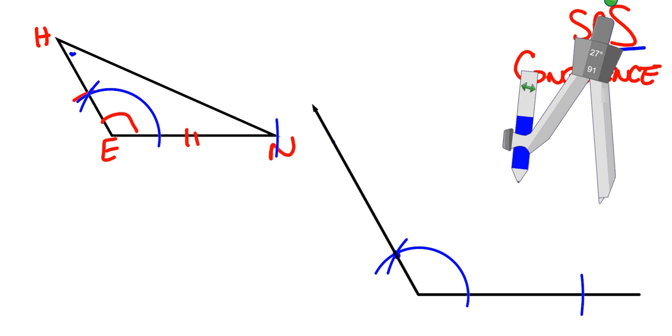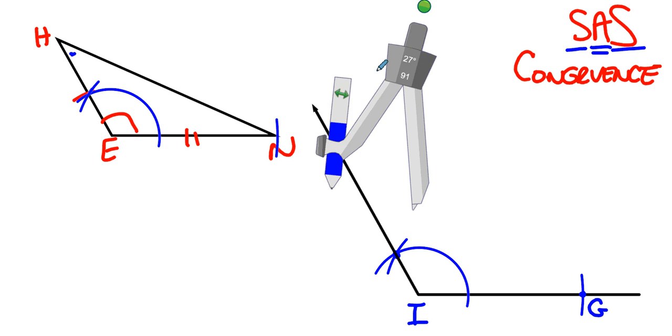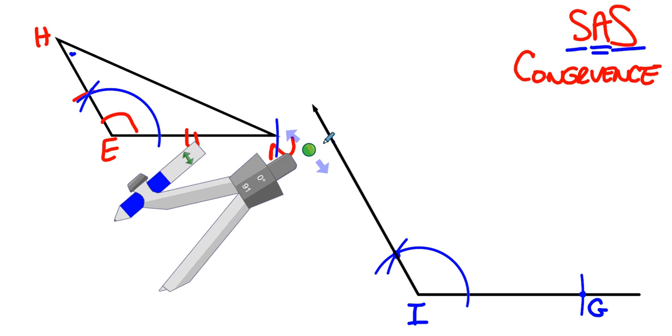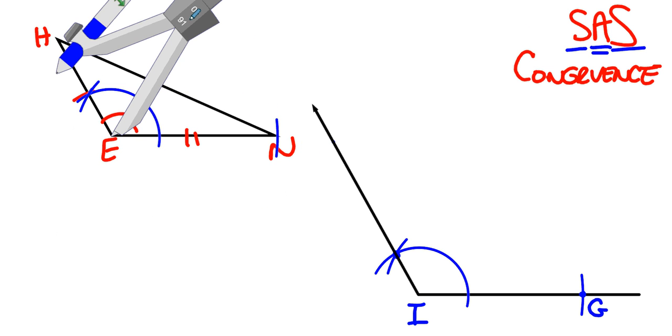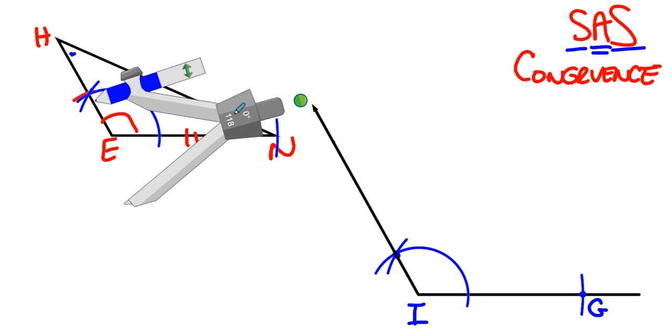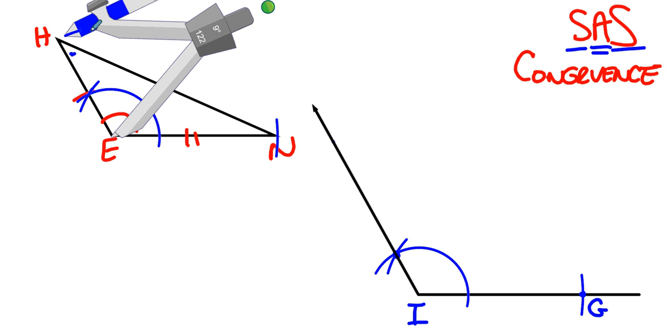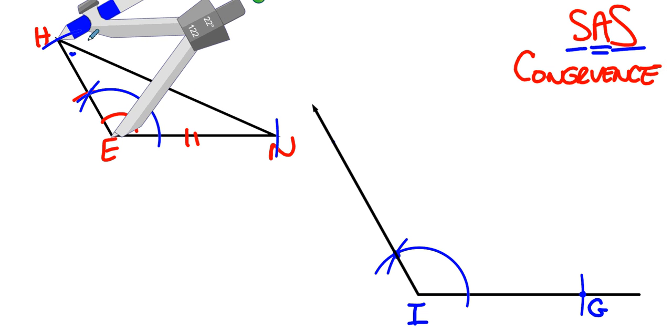So the third vertex of our triangle, if this is I and this is G, P is somewhere on this ray. Where? Well, we're going to construct the other side, side EH. We know that EH is a certain length. It is this long. We can measure with our compass. That's how long EH is.